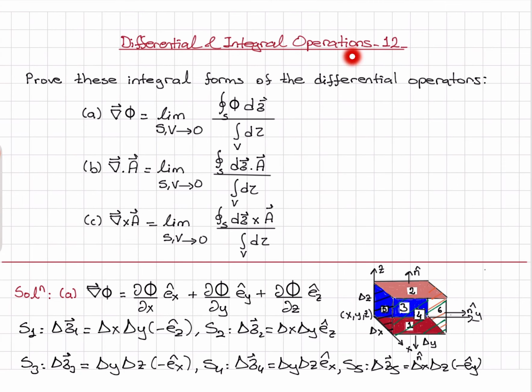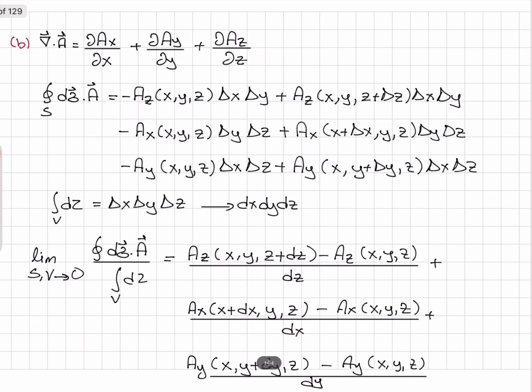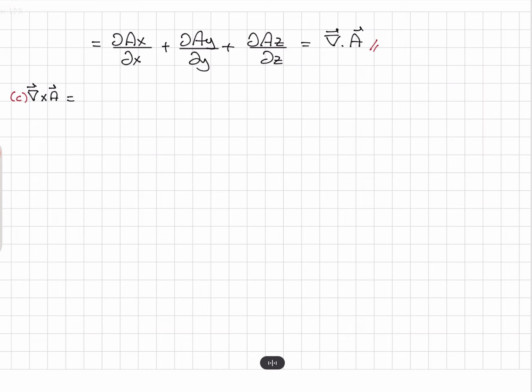Differential and integral operations 12, part C. Curl A is the limit as S and B goes to 0, closed surface integral d sigma cross with A divided by the volume integral d tau. Okay, so what is curl of A?